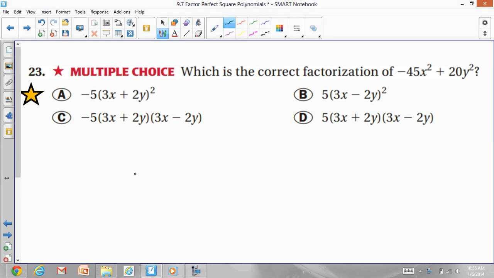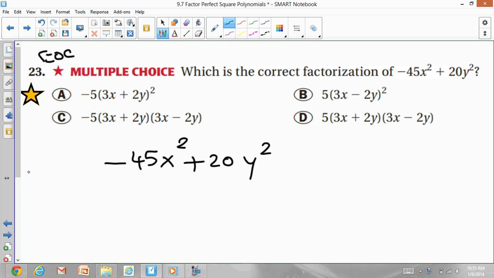In your notebook, continue where you left off. This is a continuation of 9.7, factor perfect square polynomials. I am chunking this into two parts because of the size of the file. Question number 23 is an EOC question. Which is the correct factorization of negative 45x squared plus 20y squared?